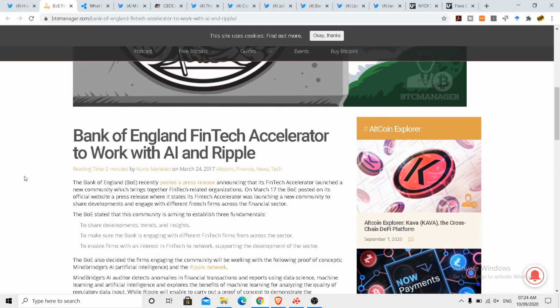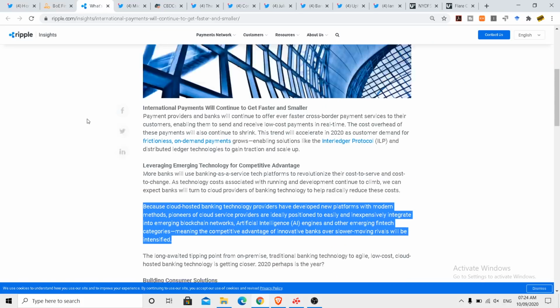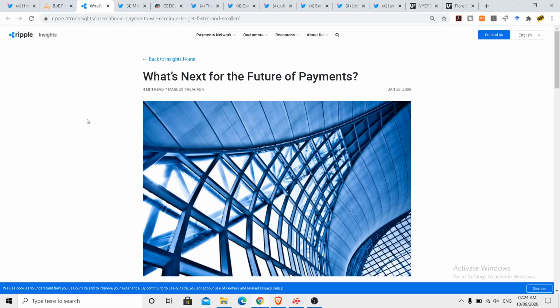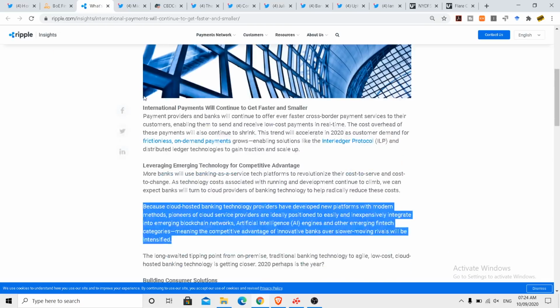So they are all looking at the technology and how it can provide them a better experience in the payments industry. And when you come to Ripple Insights, on Ripple's own website, if you look at early 2020, they put out this piece: what's next for the future of payments. So we are actually looking at the payment system changing, adopting the new technology, moving into the new era, leveraging emerging technology for competitive edge.